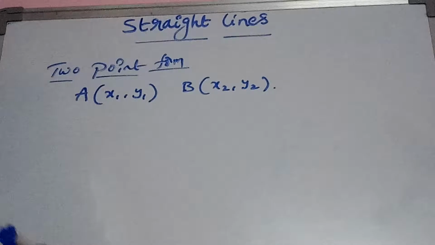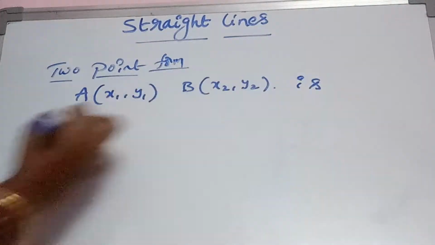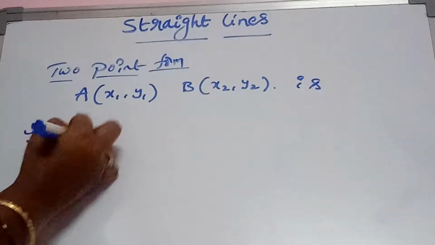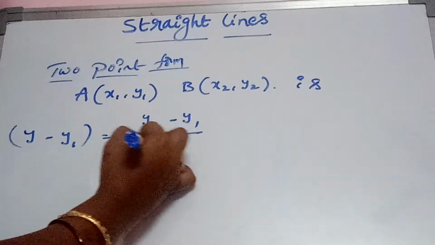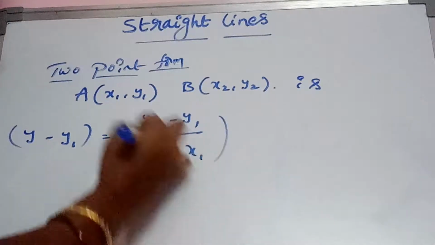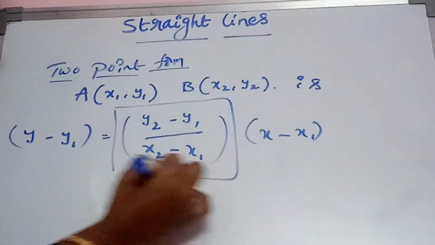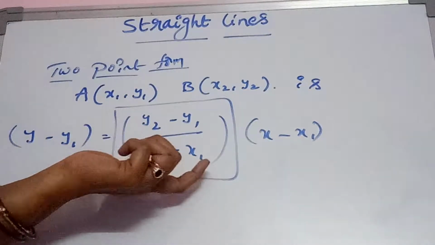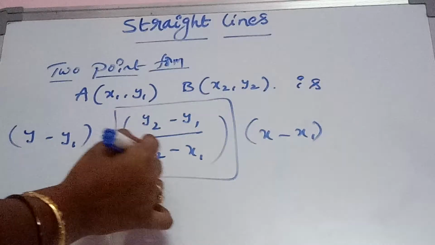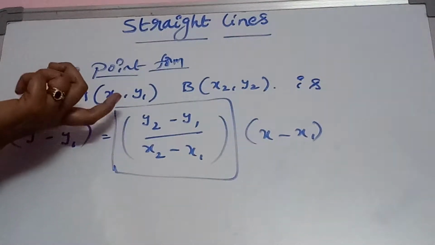The equation of the straight line with the given two points (x1, y1) and (x2, y2) is y minus y1 is equal to (y2 minus y1) by (x2 minus x1) into (x minus x1). So we observe that when two points are given, the slope is (y2 minus y1) by (x2 minus x1). This is the two-point form. We use this formula to calculate the straight line for given two points.